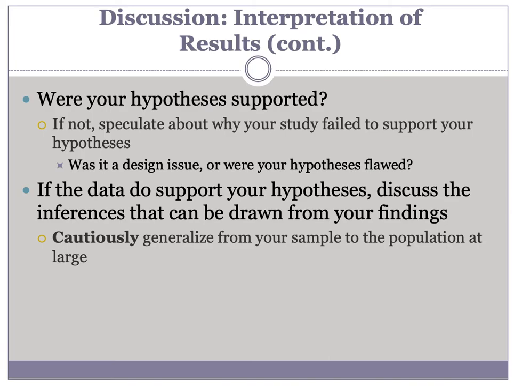It could be that it was a methodological issue, a design issue, or that your hypothesis just might be wrong. And if the data do support your hypotheses, you should discuss the inferences that can be drawn from those findings that were in support of your hypotheses. So you'll need to humbly express a hint of caution as you're generalizing from your sample to the population at large, because it's usually the case that things do not map onto the general population perfectly. I would venture to say it's always the case.